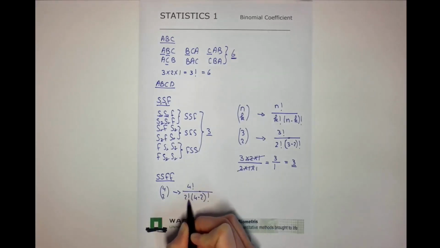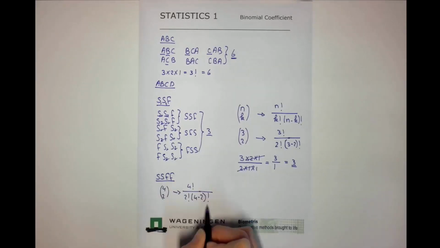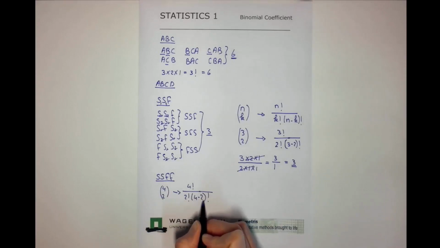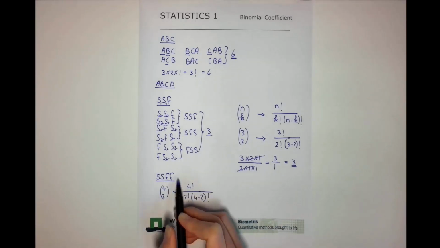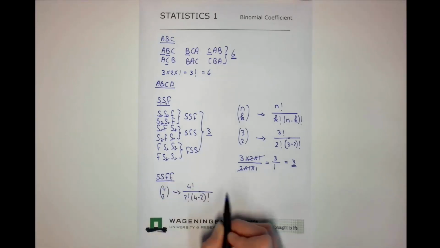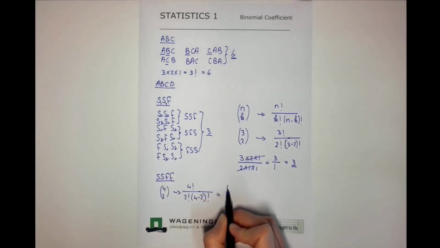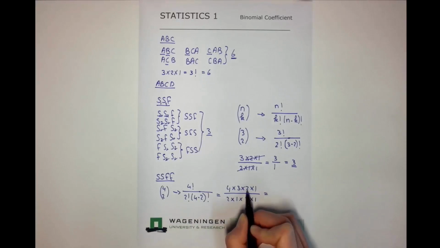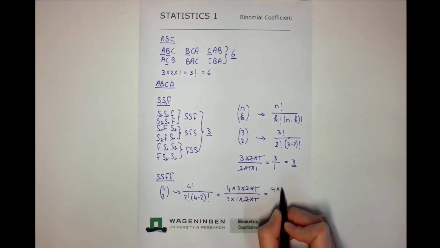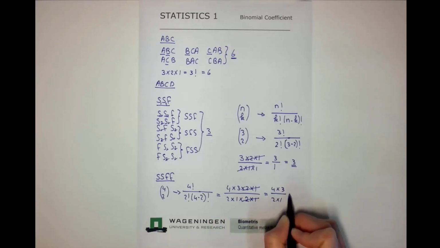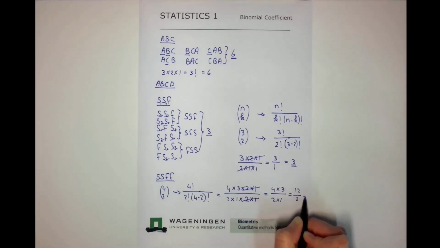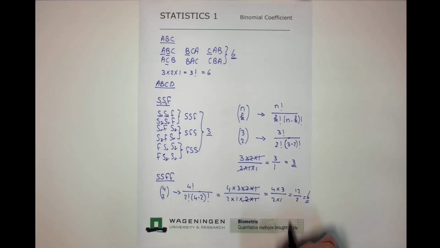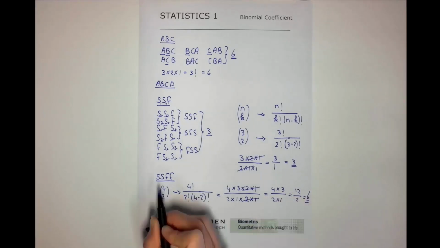And this 2 factorial relates to the 2 S's we have, but we do this times another 2 factorial, 4 minus 2 is also 2, because we also have 2 failures. So we can write this out by taking 4 times 3 times 2 times 1 divided by 2 times 1 times 4 minus 2 is another 2, so times 2 times 1, which we can simplify. So we have 4 times 3 divided by 2 times 1, which is equal to 12 divided by 2 is 6. So there are 6 unique orders in which we can arrange the letters S, S, F, F.